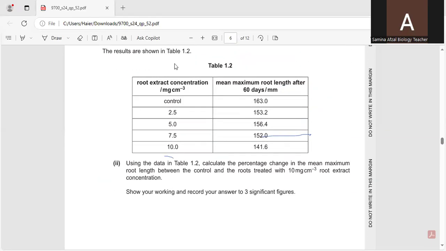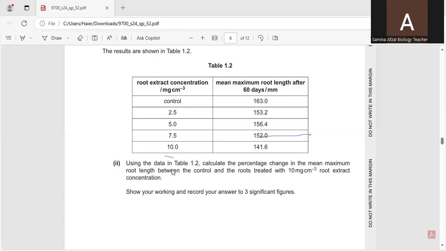So you can see the control value. It is 163.0, and for 2.5, 5, 7.5, and 10, the different values have been shown. The maximum mean root length after 60 days is different. In control, it was 163 millimeter after 60 days, but at 10 it is 141. It is decreasing. So as the root extract concentration is increasing, the mean maximum root length is decreasing.